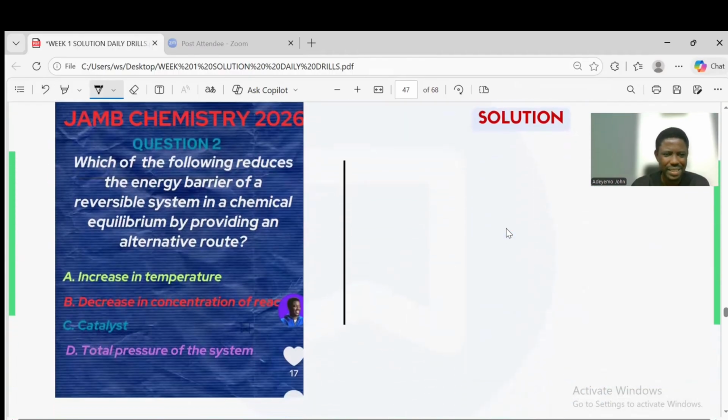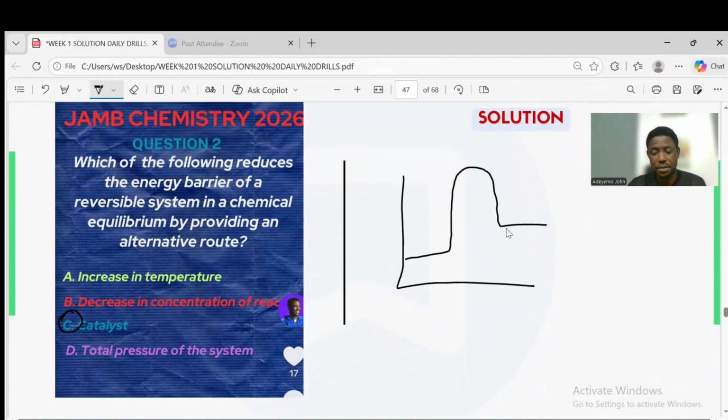So which of the following reduces the energy barrier of a reversible reaction equilibrium by providing an alternative route? Okay, that defines catalyst. All right, let me give you an example. If you have this, okay, this is an endothermic reaction. The reactant wants to form products, so you have to jump over this. So from this apex to this reactant level, that is what we call activation energy.